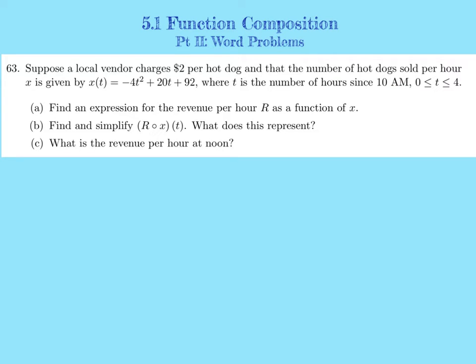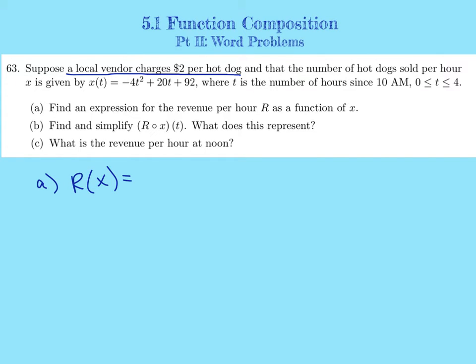We then are told that there's an additional function that we don't really know. It says we want to find an expression for the revenue per hour as a function of x. Well, what is the revenue? It's actually given up here, per hot dog. So what we can actually do is come up with this on our own. That's what A tasks us with. We want to find an expression for the revenue per hour as a function of x.